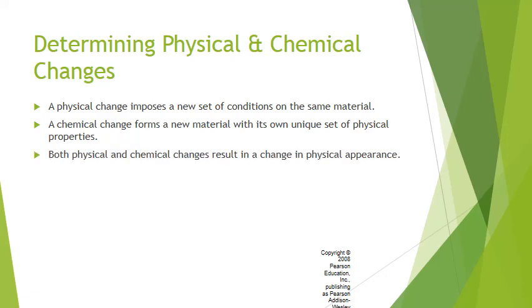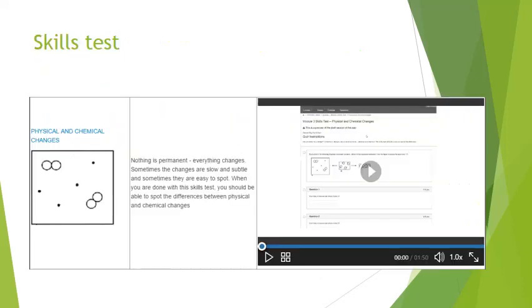Now, both of them result in changes in physical appearance. So when a truck rusts and you go from iron to iron oxide, the iron has different physical properties than the iron oxide. Likewise, an ice cube has different physical properties than liquid water. So they both have changes in physical appearance. However, the one is reversible and the other is not, and that's a good way of telling the difference between a physical and chemical change.